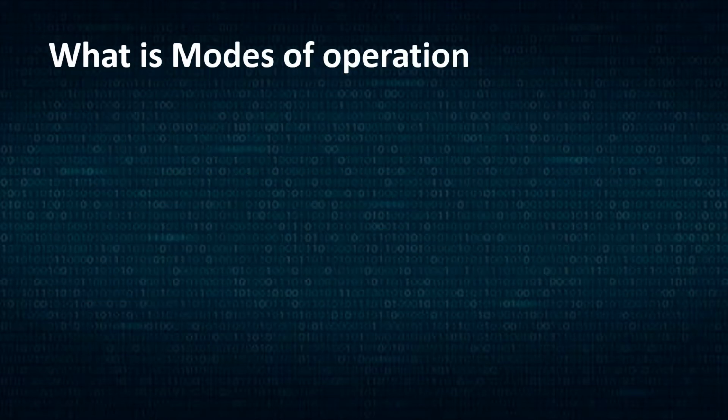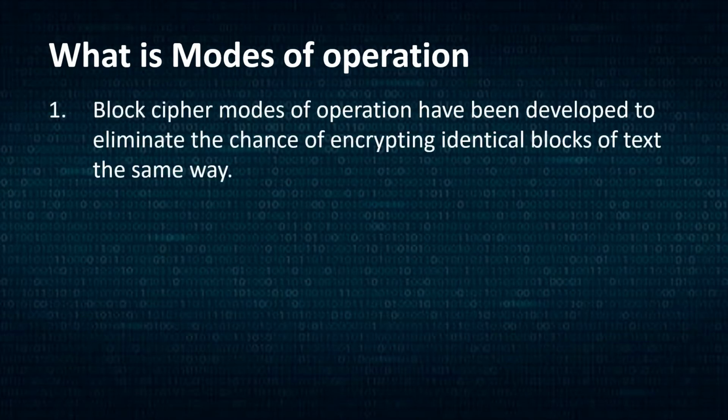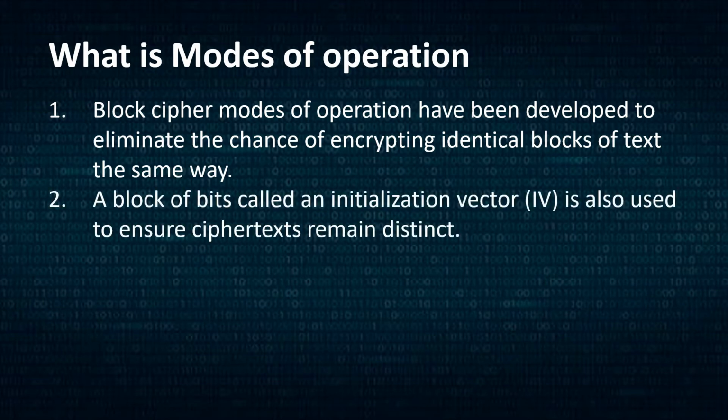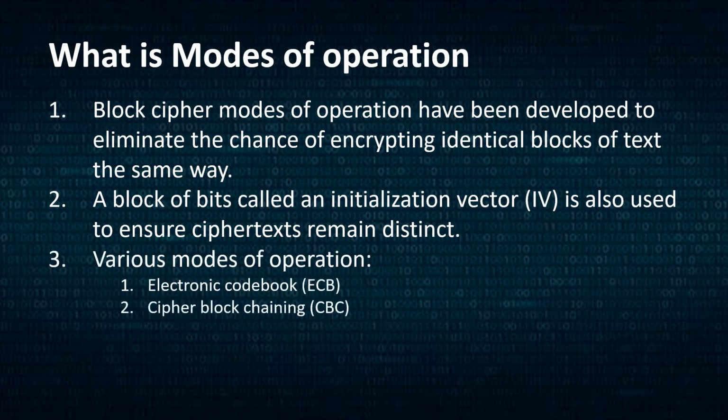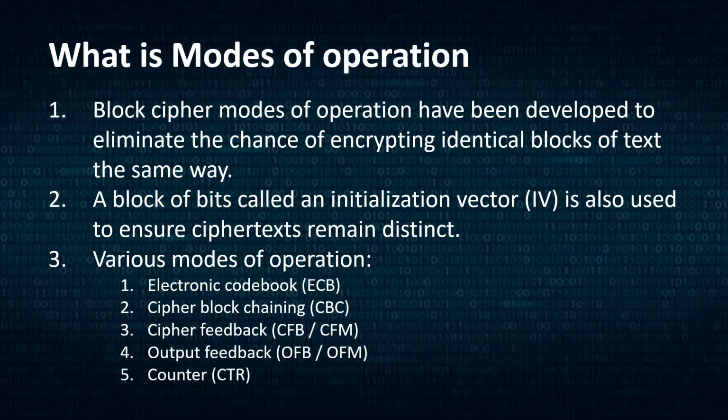Now let us look into what modes of operation are. Block cipher modes of operation have been developed to eliminate the chance of encrypting identical blocks of text the same way. The ciphertext formed from the previous encrypted block is applied to the next block. A block of bits called an initialization vector is also used by modes of operation to ensure ciphertexts remain distinct, even when the same plaintext message is encrypted a number of times. Here are some various modes of operation. In this video we will only focus on Cipher Feedback Mode, also known as CFB or CFM.